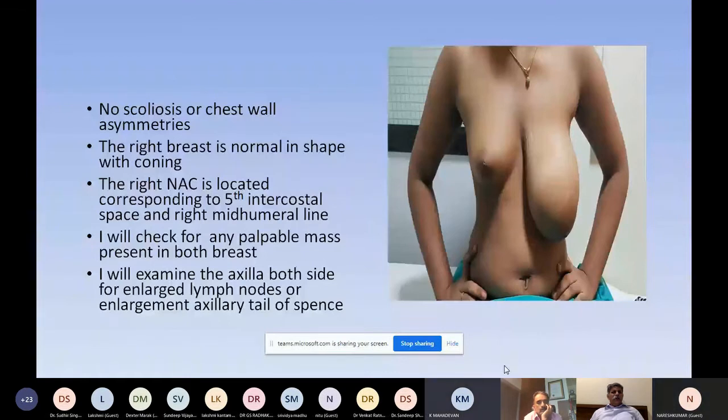You're right, giant fibroadenoma is one. Anything else? Giant hypertrophy of one breast. Anything else?